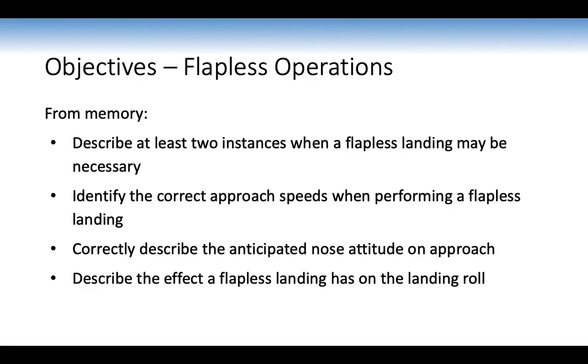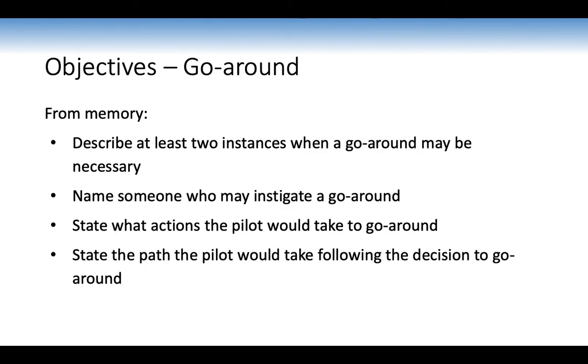From memory, I'll give you a moment to pause the video so you can come up with the answers, but I'll read the answers now. Two instances where a flapless landing may be necessary: it could be windy conditions or flap failure. The correct approach speed when performing a flapless landing: you're adding 5 knots. Correctly describe the anticipated nose attitude on approach: it's going to be a bit higher nose attitude than a normal landing. Describe the effect a flapless landing has on landing roll: you're going to be a lot faster, so it's going to make your landing roll a lot longer.